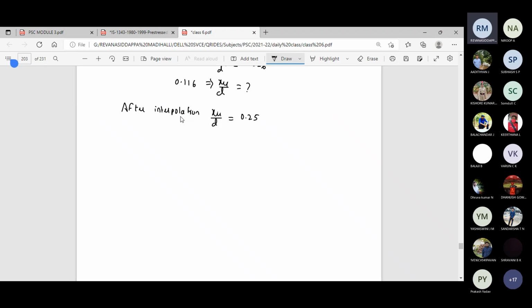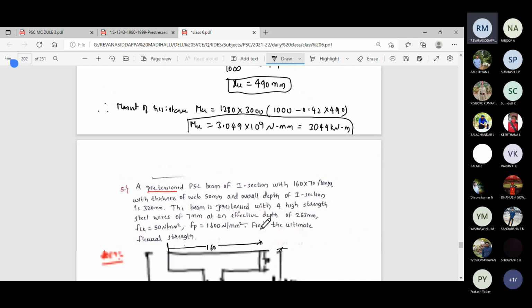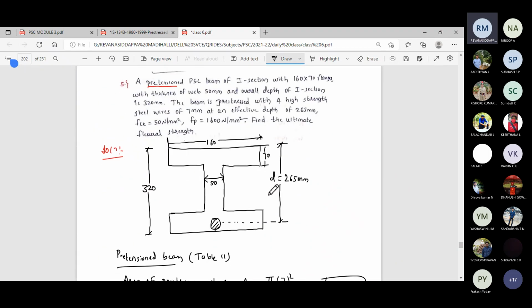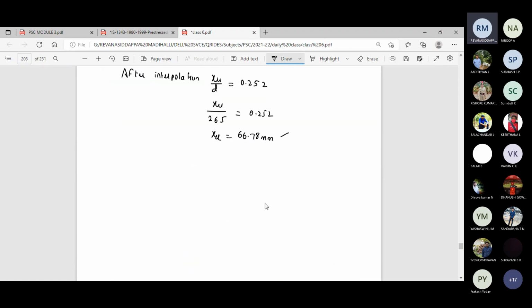Please cross check the answer. 0.252. xu by effective depth, 265, is equal to 0.252. By this we'll get the depth of neutral axis, xu equal to 66.78 mm. Now you compare this depth of neutral axis with that of depth of flange. Depth of neutral axis is 66.78 mm, but depth of flange is 70 mm. So depth of neutral axis lies within the flange, which is 66.78 mm, less than Df, which is 70 mm. Therefore, assumption is correct.